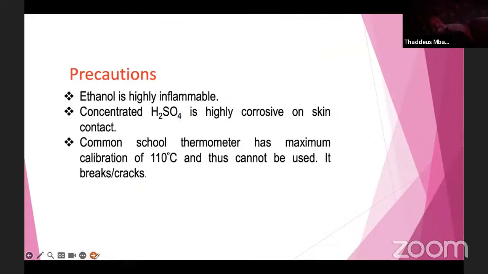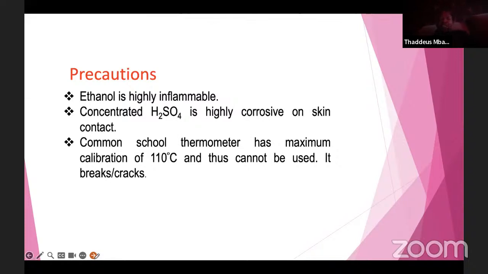Precautions. When you are setting up these experiments, ethanol is highly flammable, so you use a water bath as a precaution. You need to make sure you don't bring the ethanol in contact with a naked flame. Concentrated sulfuric acid is very corrosive on skin contact, so you can use protective clothing and gloves. A common school thermometer has a maximum calibration of 110, and that cannot be used. Of course, no teacher will prefer that in the lab because of the dangers involved.